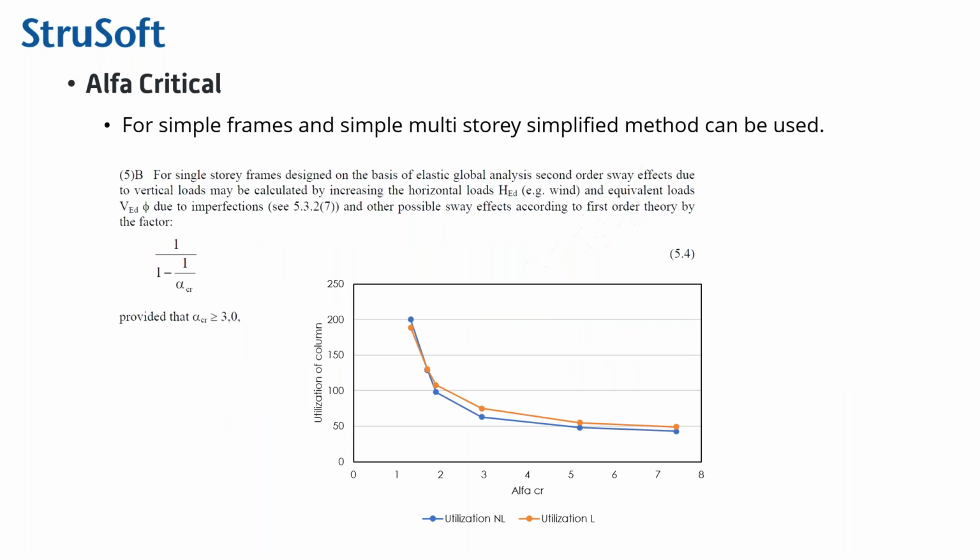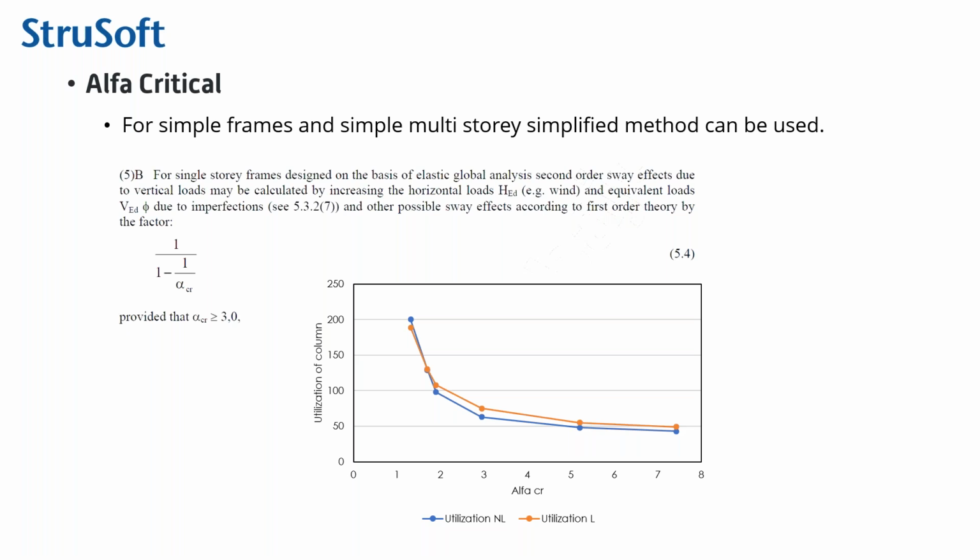If you have an alpha critical below 10, let's say 8, the critical loading is 8 times the current loading. It means that we have to increase the lateral loads. For simple frames or multi-story simple frames, we can use this approximation: we can still use the linear analysis, but we have to increase the lateral loads by this factor. If it's a really complex structure, there's no other option than second order analysis. But if it's a simple frame, you can use this factor to modify, provided that the alpha critical is above 3. If it goes below 3, you always have to do second order analysis.